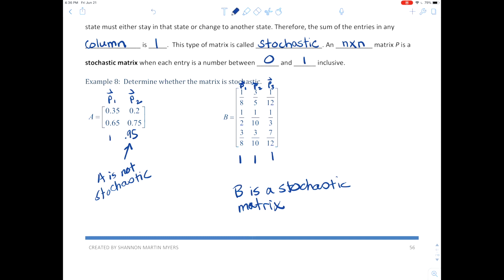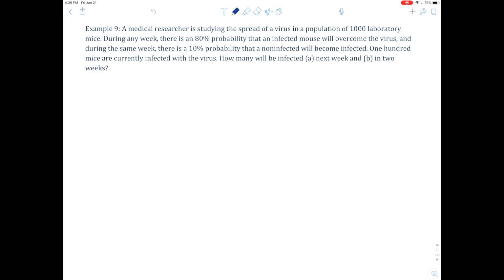Okay? All right. Let's take a look at an example. Aren't you excited? All right. So here we go. A medical researcher is studying the spread of a virus in a population of 1,000 lab mice. During any week, there is an 80% probability that an infected mouse will overcome the virus. And during the same week, there is a 10% probability that a non-infected mouse will become infected. 100 mice are currently infected with the virus. How many will be infected, A, next week, and B, in 2 weeks?